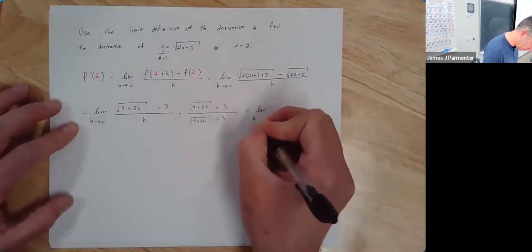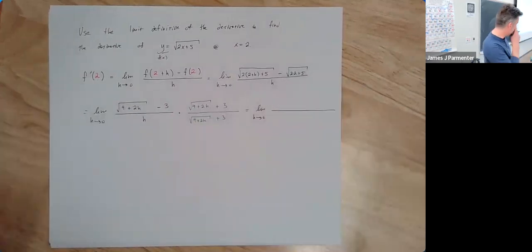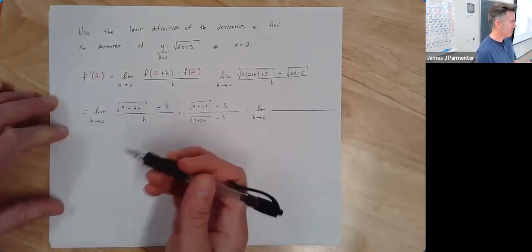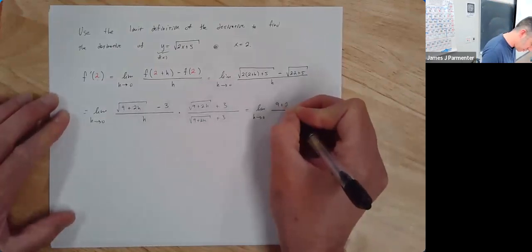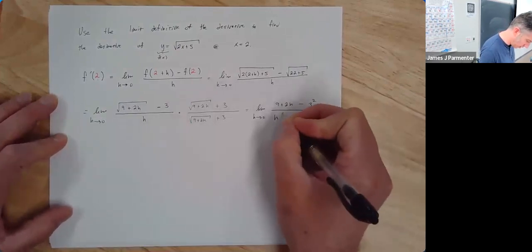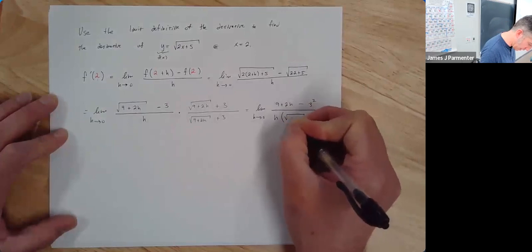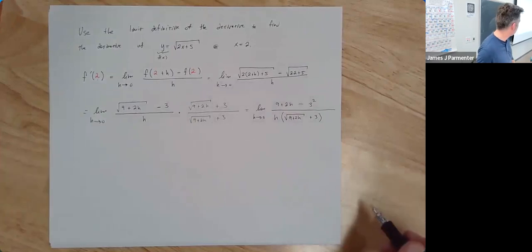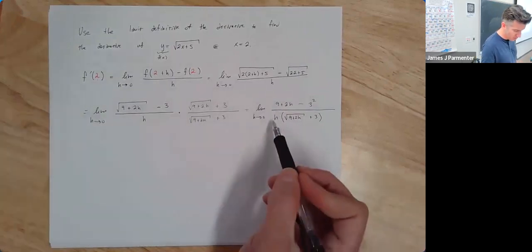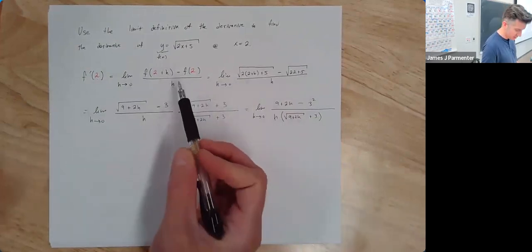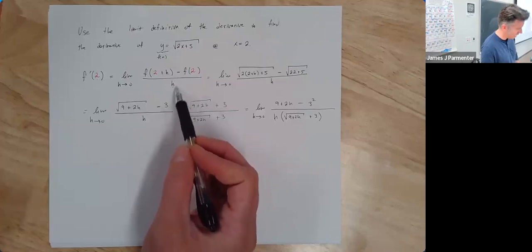Still have a limit, so the limit as h goes to 0. As we've seen with conjugates, when you multiply them together, you just get the first thing squared minus the second thing squared. So here we're going to get just the square root of 9 plus 2h squared, which is 9 plus 2h, minus 3 squared. All over, we don't multiply out the things that aren't conjugates. h times the square root of 9 plus 2h plus 3. And the reason we don't multiply the non-conjugates is because we are looking to cancel out that h. Just like before, that h is the thing that is not good. We want it to go away.